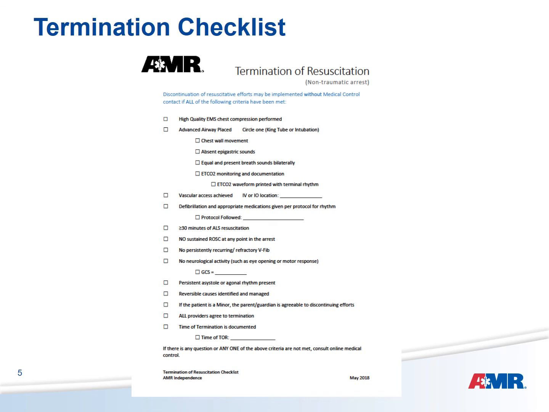This section also gives us a stipulation for pediatric termination. Providers should discuss the resuscitation effort and the decision to terminate with the parent or guardian and provide enough information that they can make an informed decision regarding the termination. If the parent or guardian is in agreement with the termination, then it is acceptable to terminate resuscitation. Remember, if any of these criteria are not met, medical control contact must still be made.